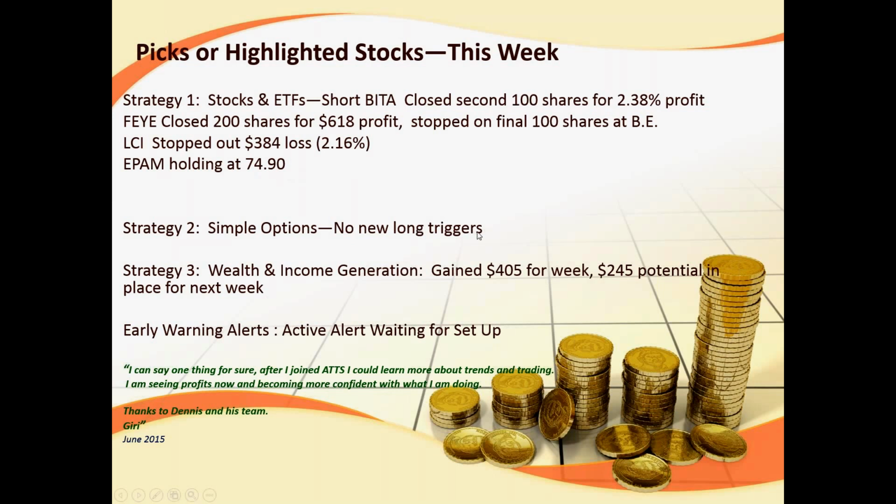Simple option strategy, we made no trades this past week. Wealth income generation, we gained $405 for the week. We have a potential for $245 that is in place already. But as I said, with the market falling, the index for IWM falling, some repair work will probably have to be done on the current open position, and that's why I have excess contracts to be able to trade into that. Early warning alerts, we are waiting for a new setup.